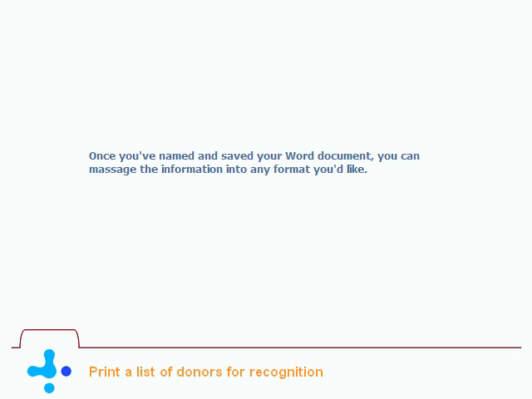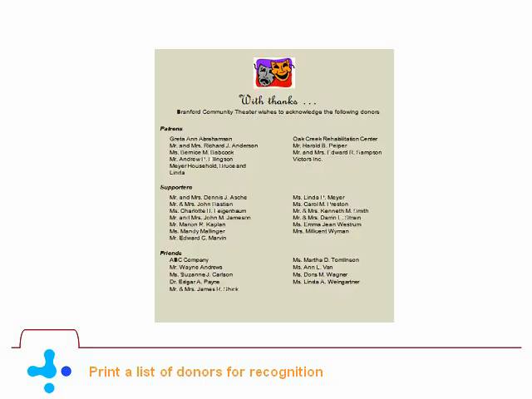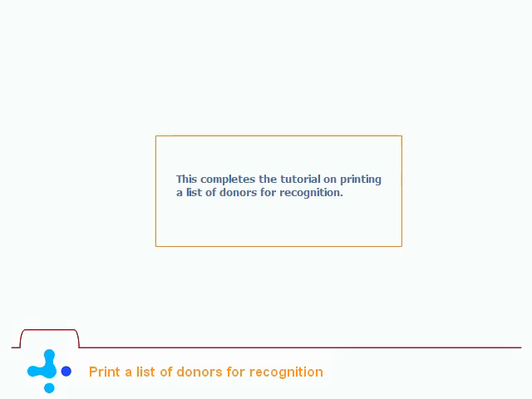Once you've named and saved your Word document, you can massage the information into any format you'd like. When you're done, your list of donors might look something like this. This completes the tutorial on printing a list of donors for recognition.